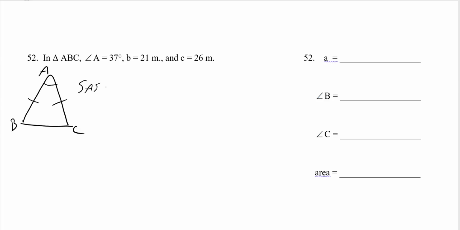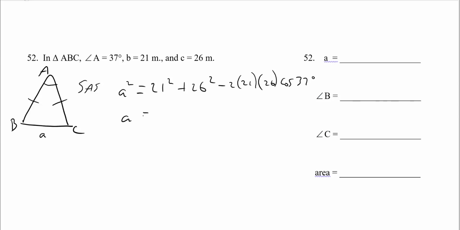So basically, the first thing I'm going to find is side A. I'm going to use law of cosines. That's the only thing I can use. So A squared is equal to B squared 21 squared plus C squared 26 squared minus 2 times 21 times 26. Make sure it's minus. And make sure you use cosine of 37, okay?